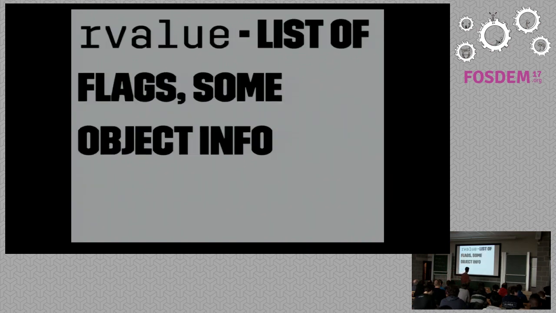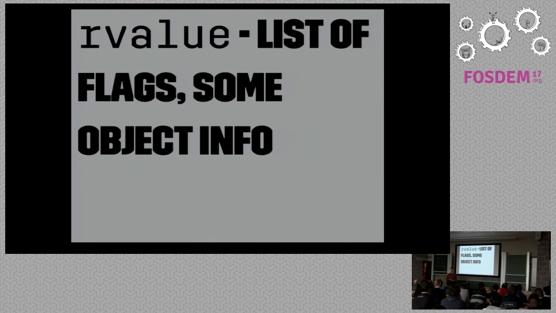R value is just a list of some flags, like have we marked this object yet for garbage collection, some other information, and also some very basic information about the object. This all depends on what type of object it is, if it's a string, an array, et cetera, et cetera, et cetera.